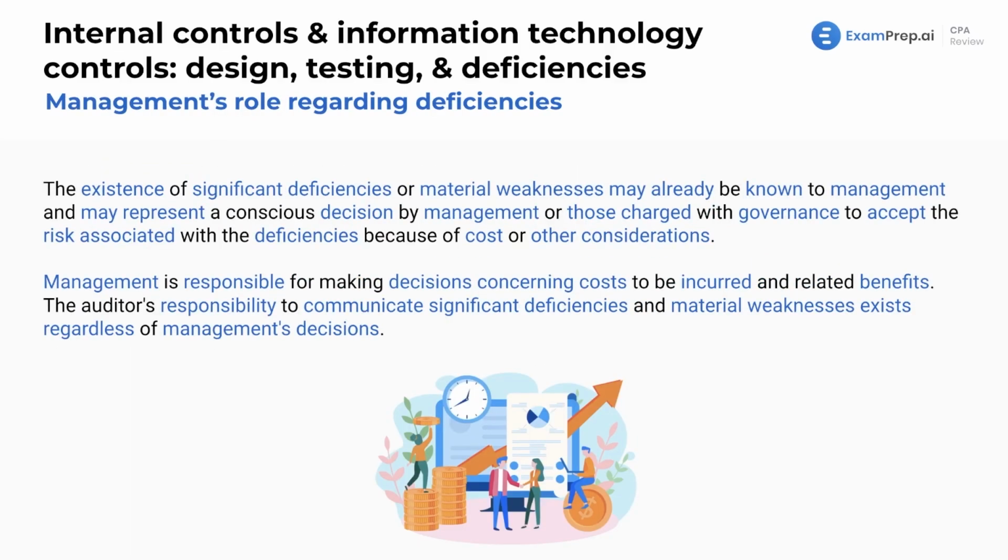What is management's role regarding these deficiencies that you discover as the auditor? Well, the existence of these significant deficiencies or material weaknesses may already be known to management and may represent a conscious decision by management or those charged with governance to accept the risk associated with the deficiencies because of costs or other considerations. As I mentioned a few times now, we want to be wary of the fact that it's quite all right if there are issues, because sometimes you may not be able to fix it. You don't have the budget to fix the issue. That's just going to be something that you deal with as an entity.